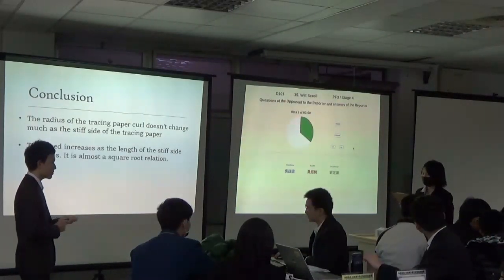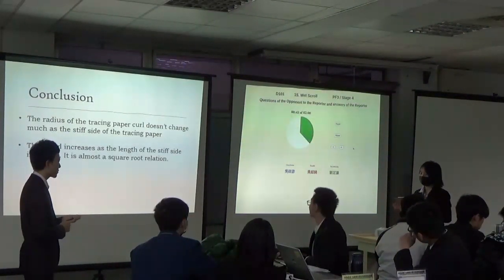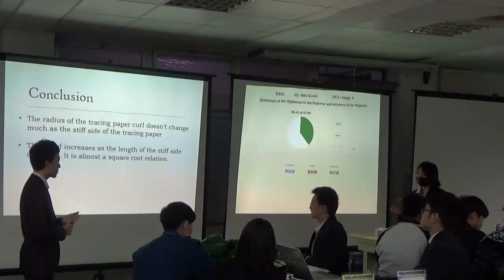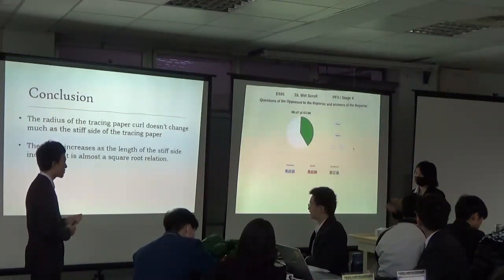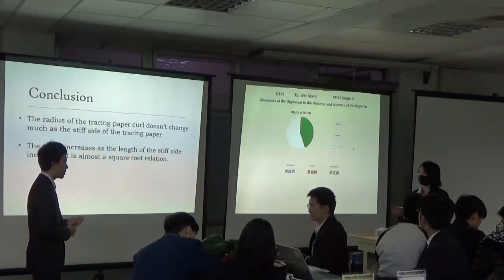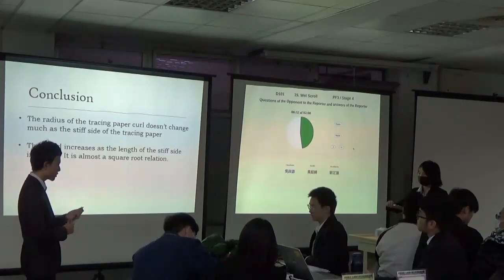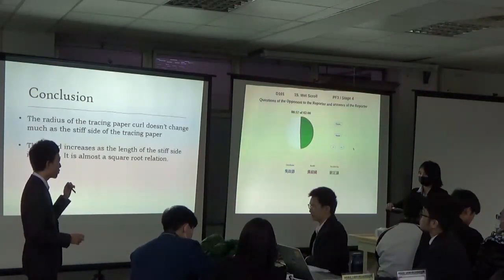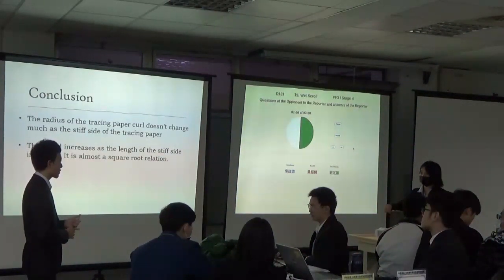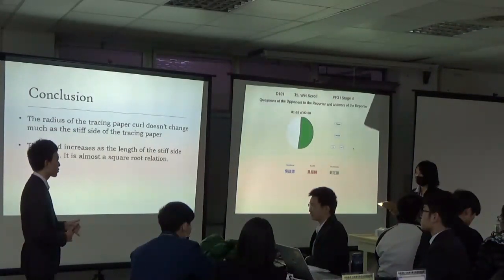And next, we know that the curling velocity is faster than the uncurling velocity, right? And what do you think is the main factor that makes the tracing paper have different velocities of curling and uncurling? I think the main factor is the diffusion speed of the water. Diffusion speed of the water. Yes, how fast the water will go through the tracing paper.